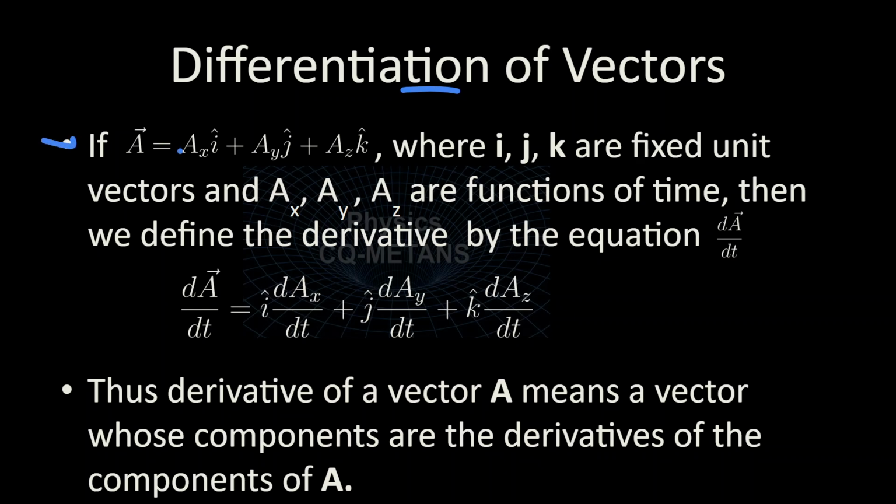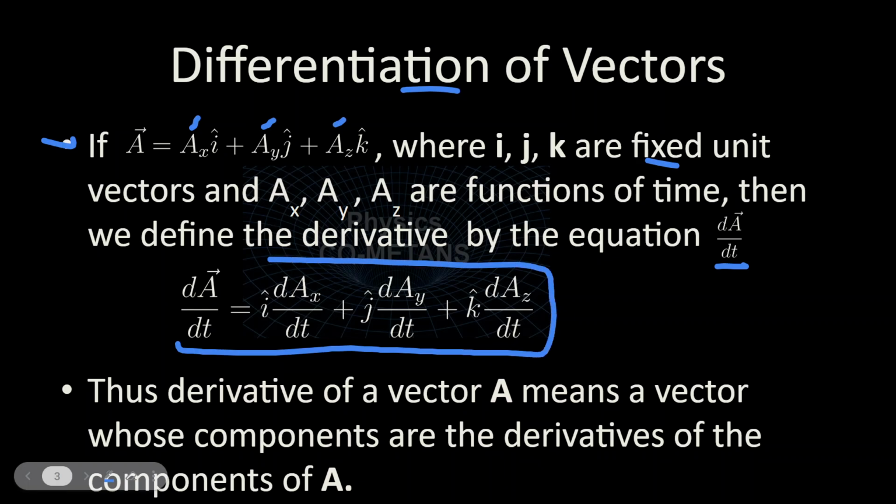If we have a vector A, which can be written as Ax i cap plus Ay j cap plus Az k cap, where i, j and k are the fixed unit vectors. Remember, I am using the word fixed, so they are fixed. While Ax, Ay, Az are functions of time, then we can define a derivative. We can take the derivative of this vector A with respect to time, and we can write dA by dt as this.